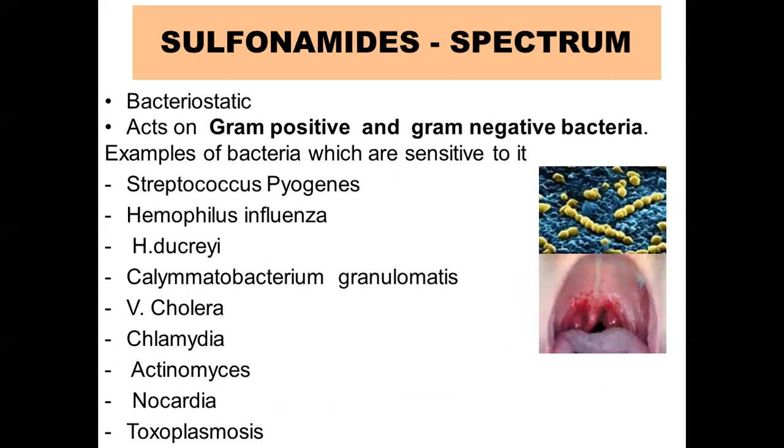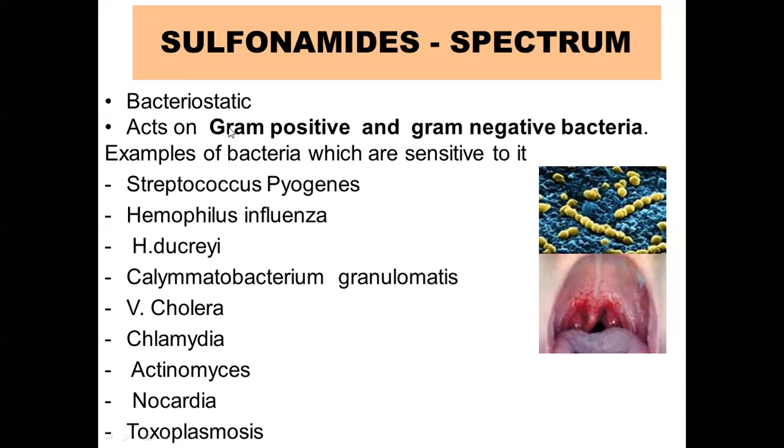The spectrum of sulfonamides includes gram-positive and gram-negative bacteria. By now, you must know some examples of gram-positive and gram-negative bacteria from your microbiology classes, so you have to give examples accordingly. The first thing that you have to write is that they are active both against gram-positive and gram-negative bacteria. And all these sulfonamides are bacteriostatic. They prevent the multiplication of the bacteria.